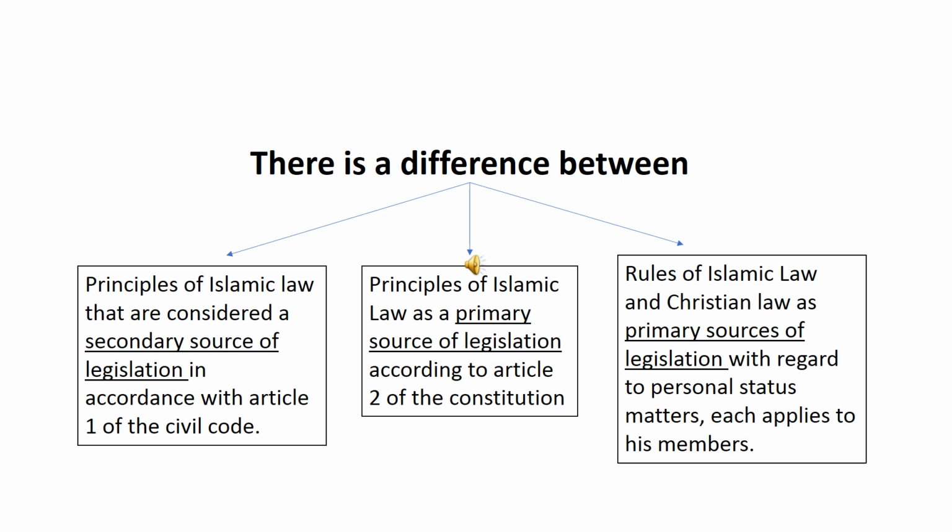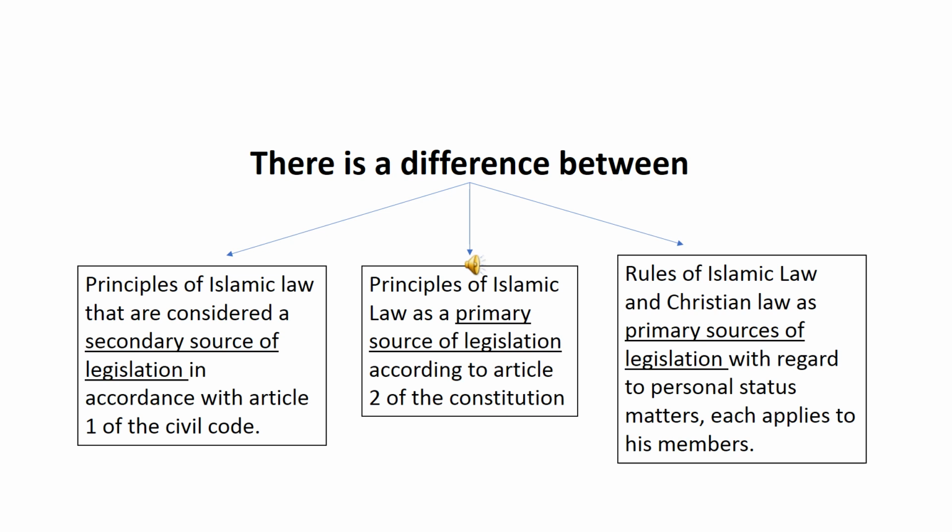Rules of Islamic law and Christian law are primary sources of legislation with regard to personal status matters, each applying to its members. And here we need examples in order to understand this. If we have Muslims, for their personal status matters, they apply Islamic law. The same goes with Christian law. The Christians, in their personal status matters, apply Christian law.